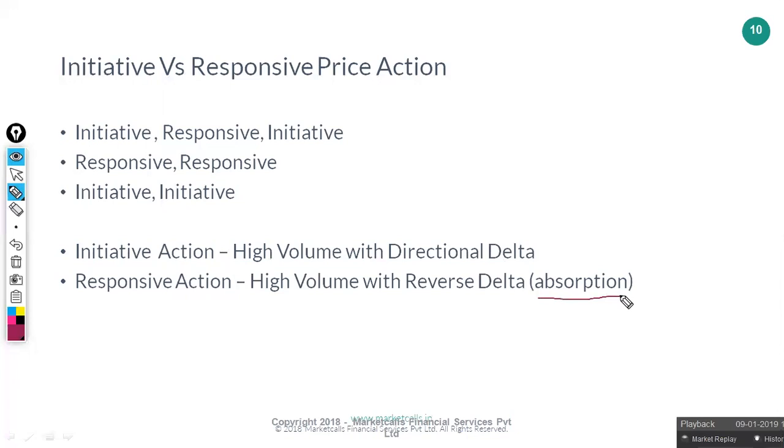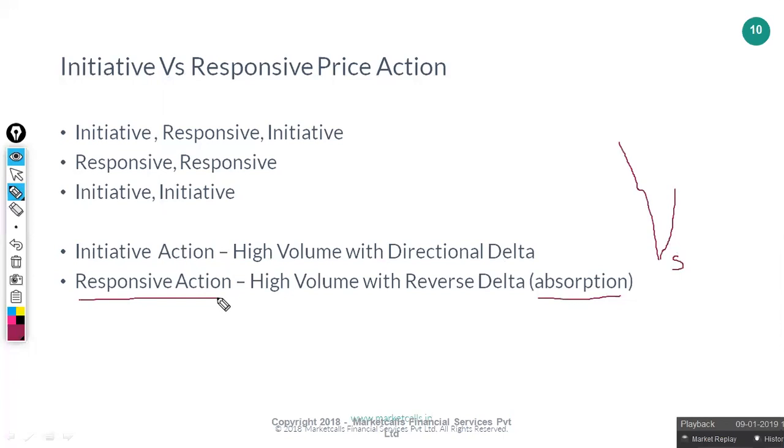At the day high you'll be seeing a high volume, but despite that, the market falls down. Or at the day low, when the price is coming down, you'll be seeing a high seller volume, but despite the higher seller volume, the market keeps going up. This responsive auction, I'm going to show you one more example.